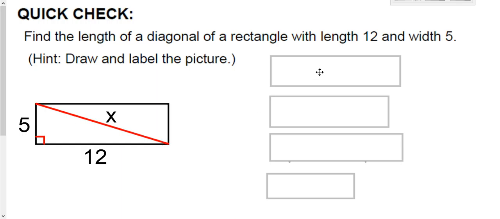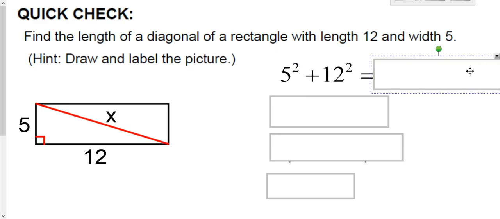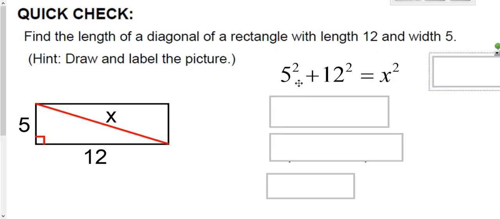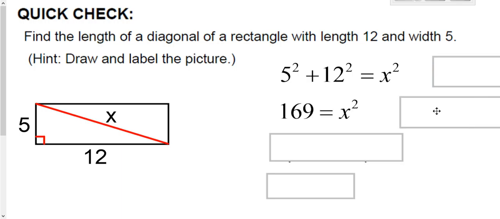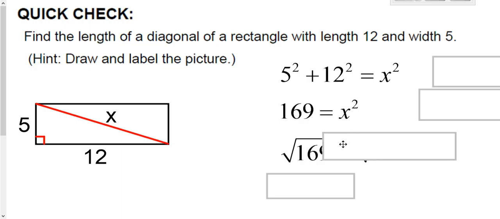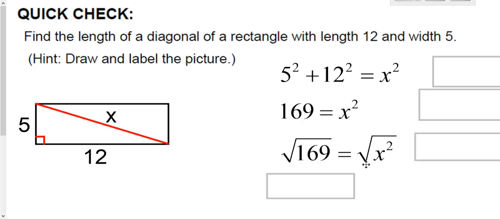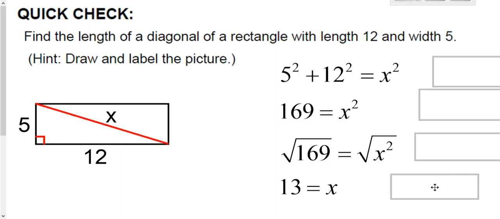Set up the equation. It should look like this: our leg squared plus our other leg squared equals our hypotenuse squared. Throw that into the calculator. You should get 169. We're ready for the square root. So again, this just cancels out the power and leaves us x, and the square root of 169 is 13 exactly. I'm going fast, but you can pause anytime you need to. Just trying to get through all these examples with this second video.